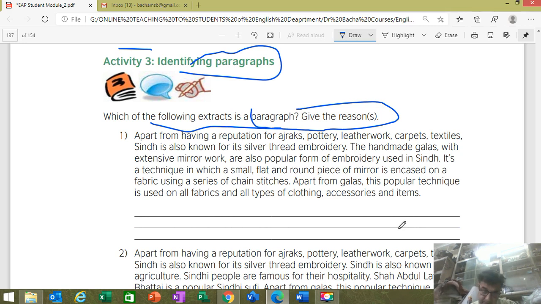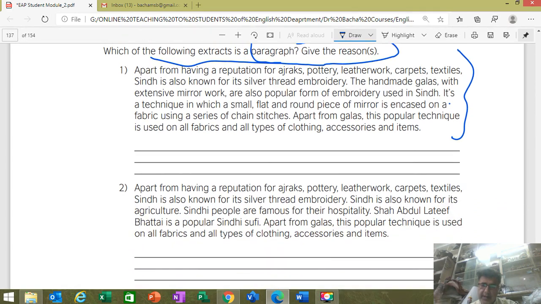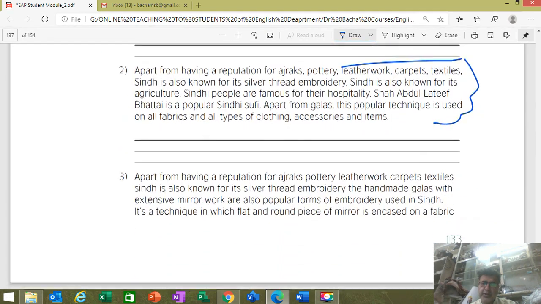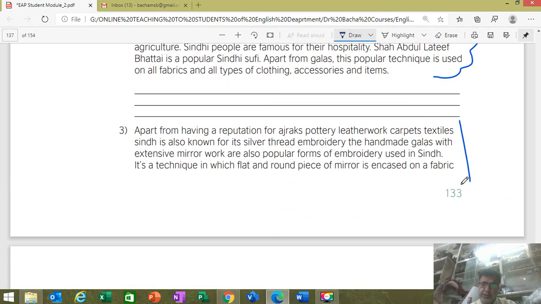All right, these are actually the paragraphs. All right, you can see there. You have to go through these paragraphs, and just give the reasons to justify.